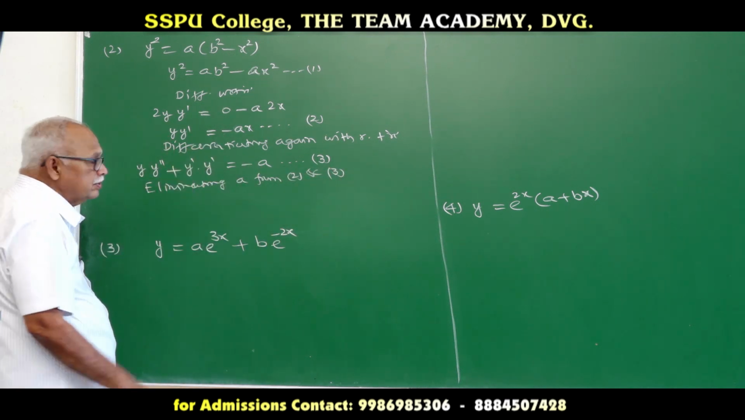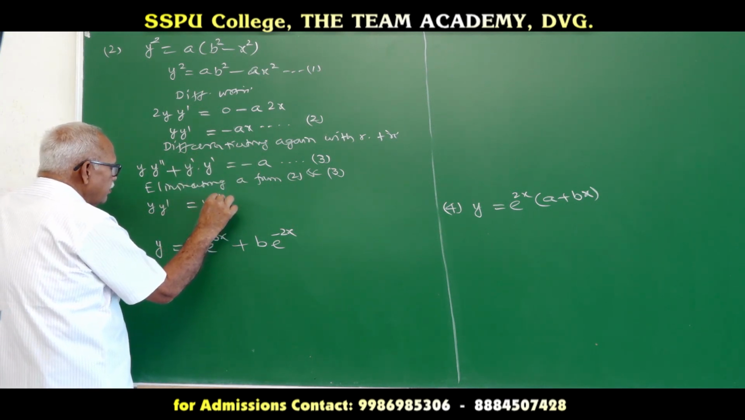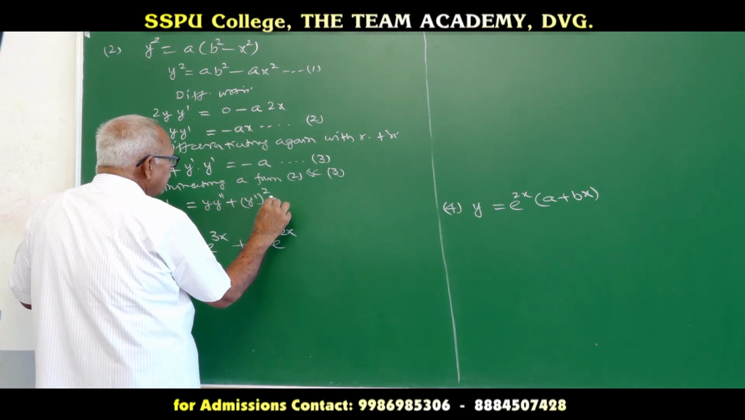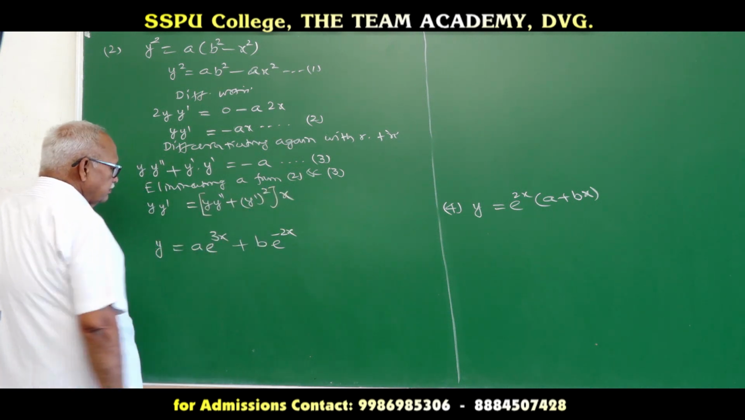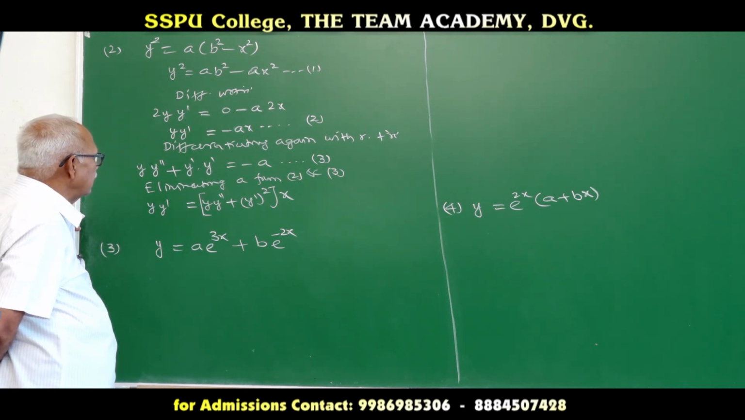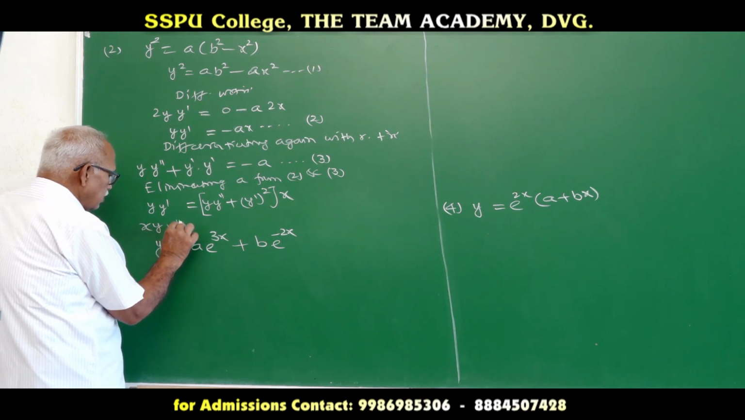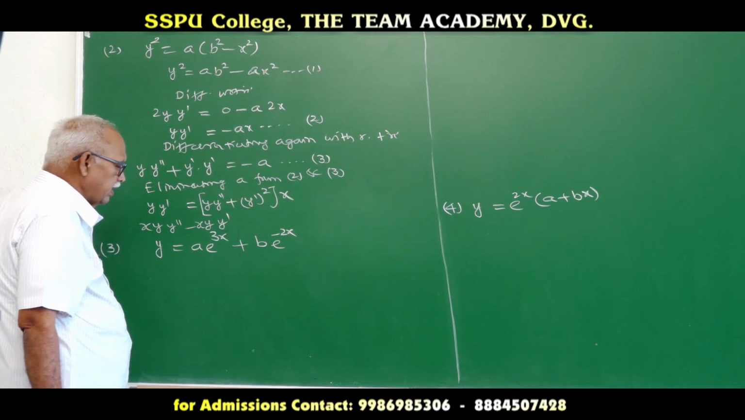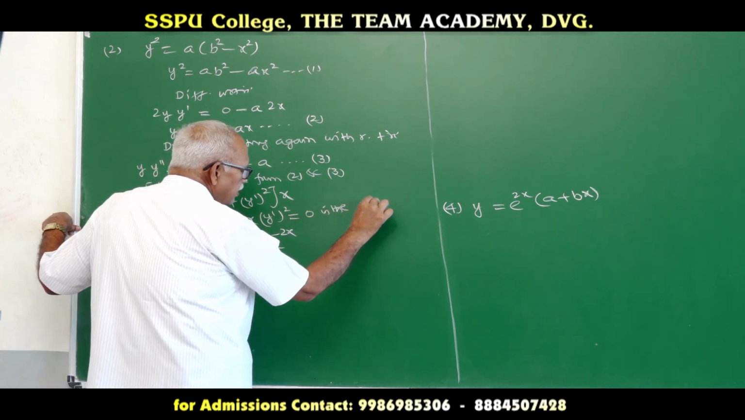So minus a we can directly substitute. What is the substitution here? y y dash is equal to, from the second equation, minus a value is y y2 dash plus y dash whole square, into x. So y y2 dash plus y dash whole square, into x. So this is the required differential equation. So the differential equation, you can write it as x y y2 dash minus x y y dash plus x into y dash whole square is equal to 0.